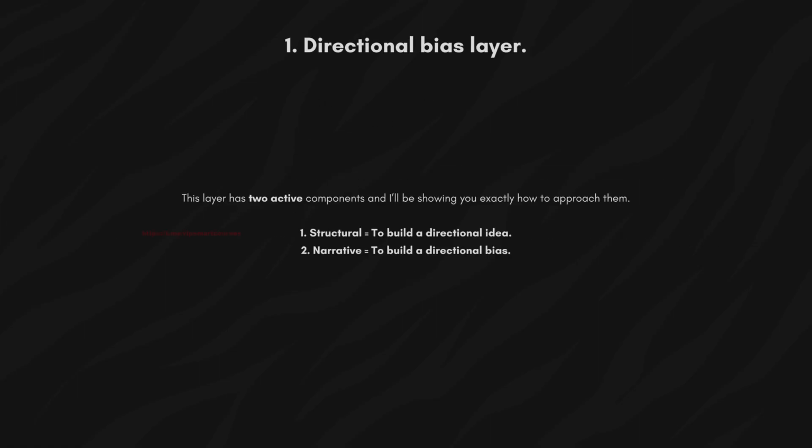First of all, let's dive into the first layer, which is the directional bias layer. Now this layer has two active components. The first one is the structural component, where we build a directional idea. Okay, it is used to build a directional idea. And then we have the narrative component, where we refine that directional idea into a clean and objective directional bias. Okay, now let's move on to the next slide and let me give you the step-by-step procedural framework for determining structure and building a directional idea.